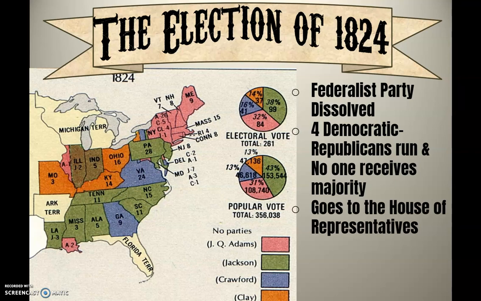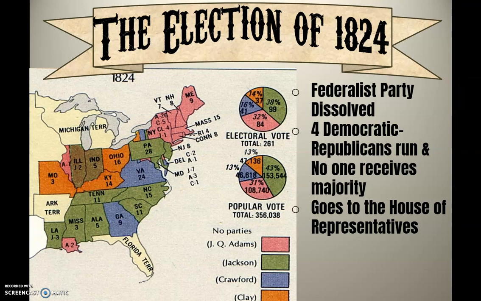Because there are four people running, John Quincy Adams, Andrew Jackson, William Crawford, and Henry Clay, it's hard for anyone to get the majority. Remember, there's a difference between getting the most and getting the majority. In this case, to get the majority, you need to have more than everybody else combined. Since no one got that, the decision went to the House of Representatives.